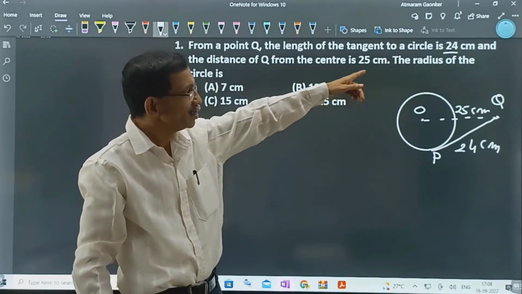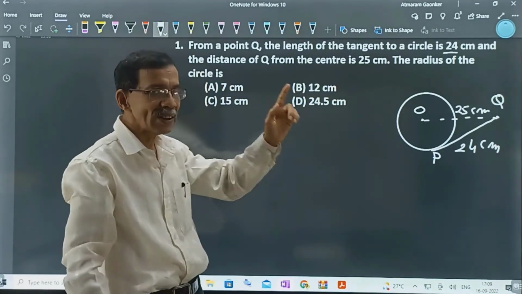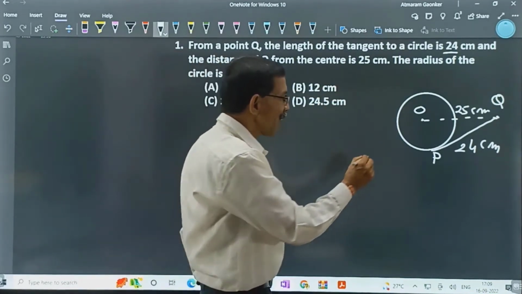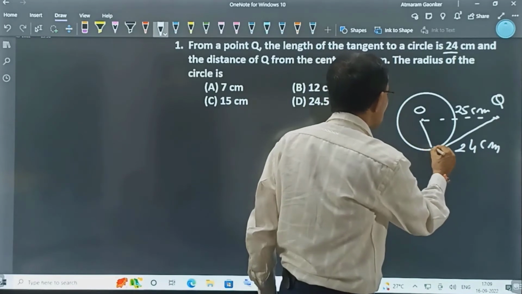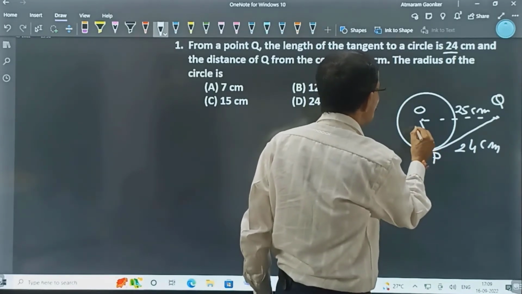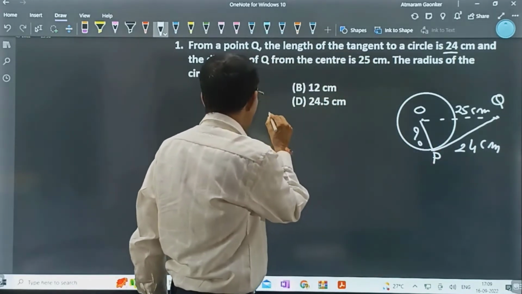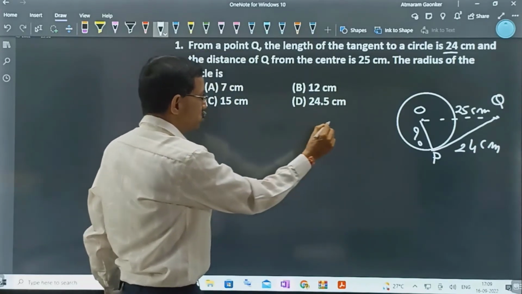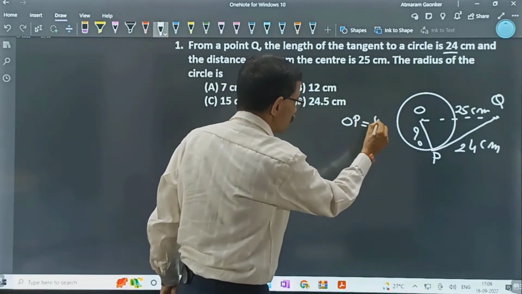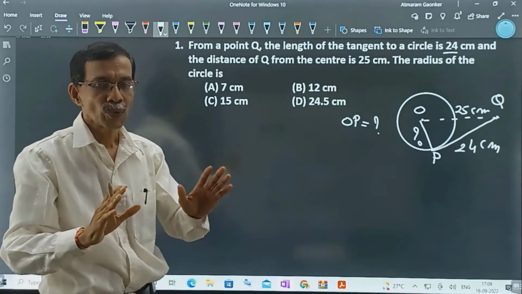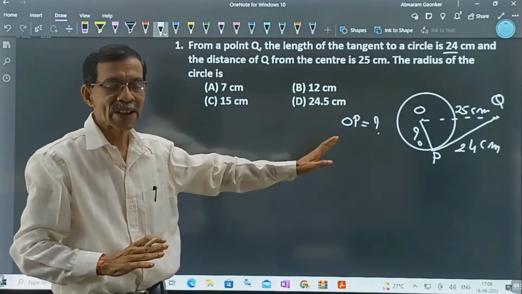Next line, the radius of the circle is. So that means you are asked to calculate the radius of the circle, which is OP. OP is asked, so you have to find OP. Now, the first step is done, drawn the diagram.